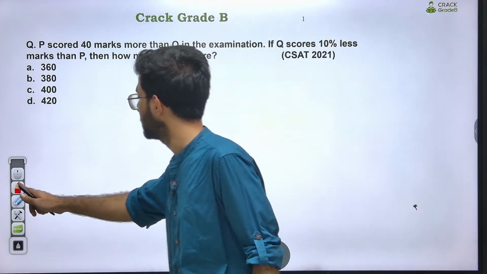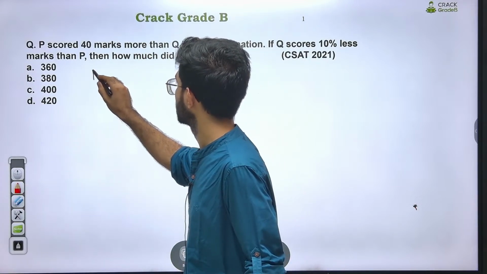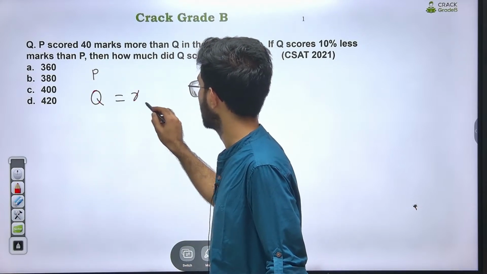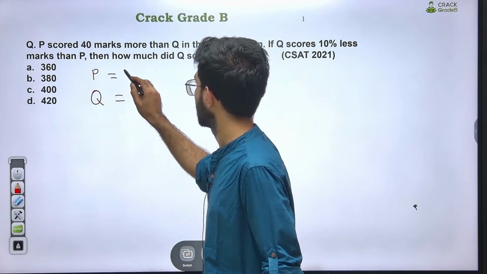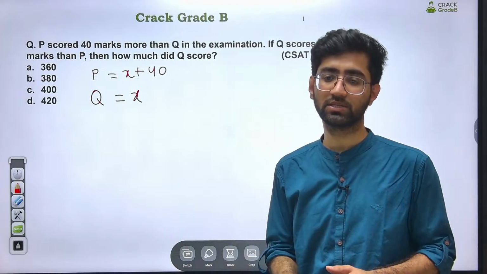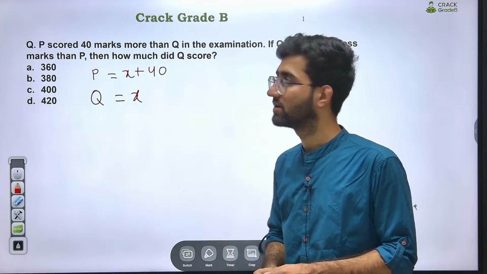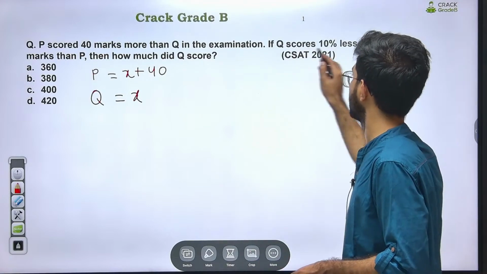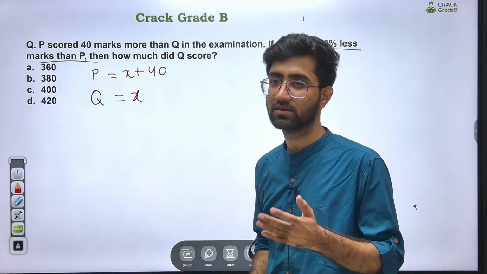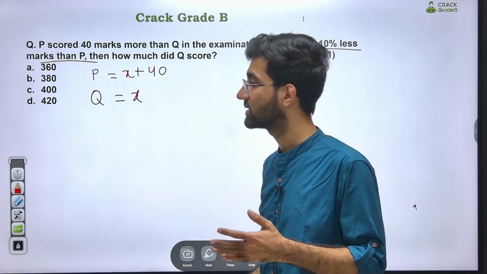Okay, P scored 40 marks more than Q. So there is P and there is Q. So if I say that Q has scored X marks, so I can say that P has scored X plus 40 marks. It has been given in the question that P scored 40 marks more than Q in the examination, right? Okay, if you read the question further, it says that Q scores 10% less marks than P.